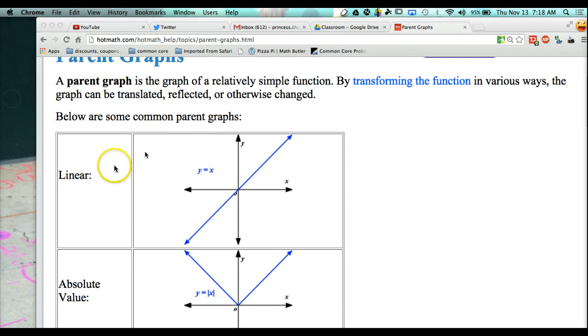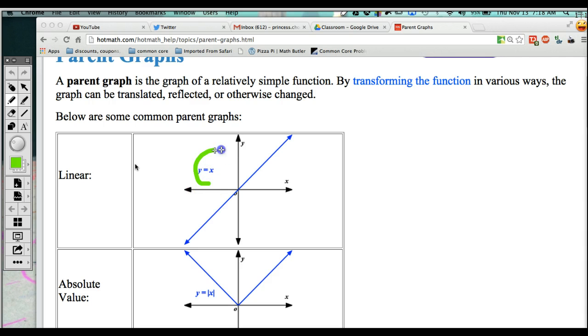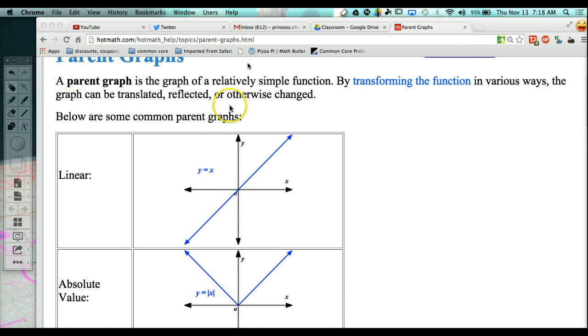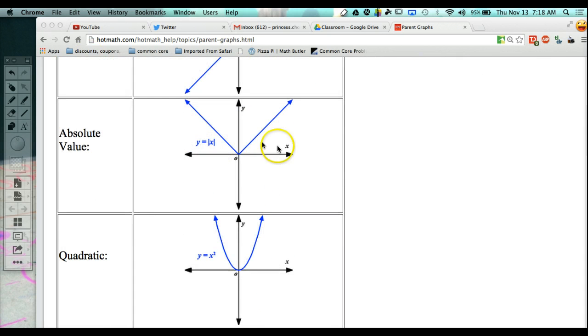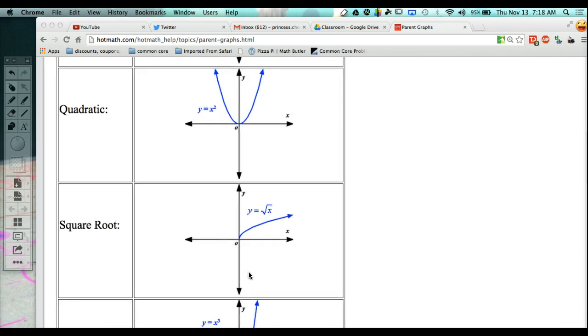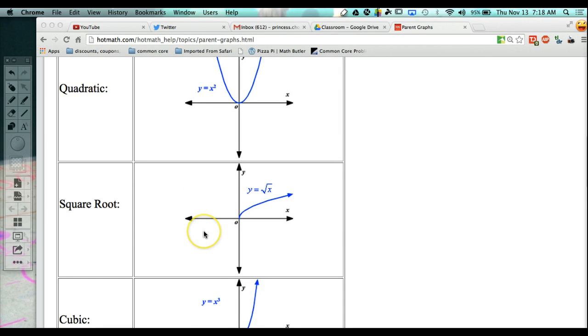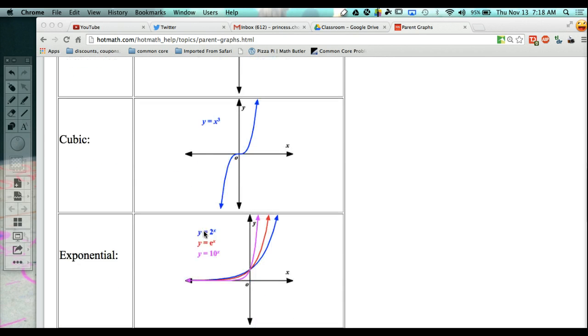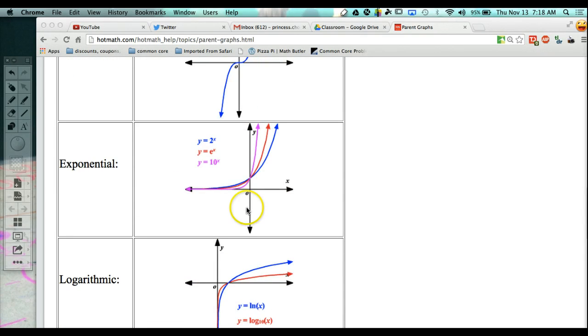So basically the equations, and also I'm going to ask you what kind of function they are, okay? And you have to identify the graph as well, okay? There you go. Same thing here, absolute value, quadratic formula, quadratic functions, the square root function, the cubic function, exponential function.